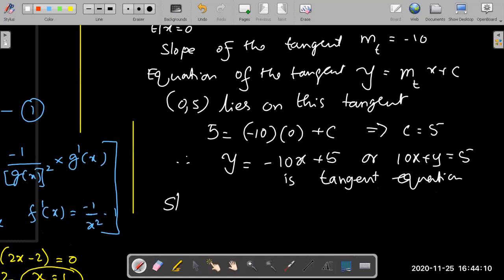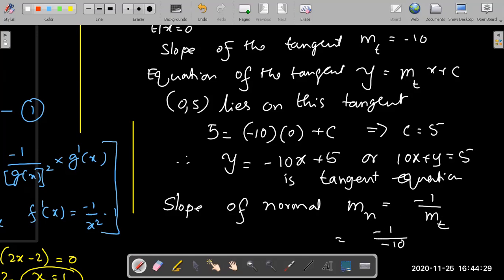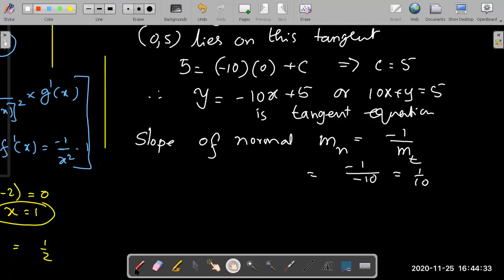Now we need to find the second part, the equation of the normal. For that, first we find the slope of the normal, Mn, equal to minus 1 by Mt, because they are perpendicular to each other, so M1 M2 is equal to minus 1. That's minus 1 divided by minus 10, so you get 1 by 10. That's the slope of the normal.